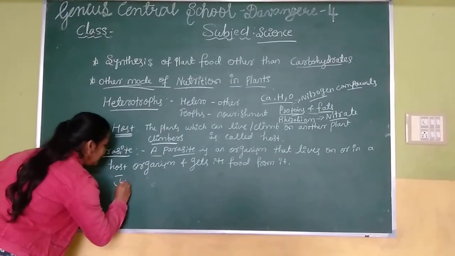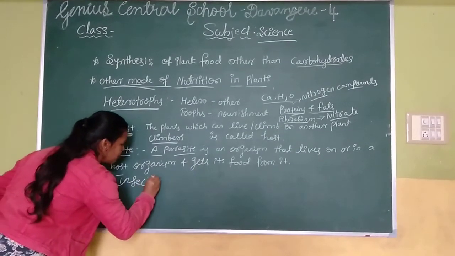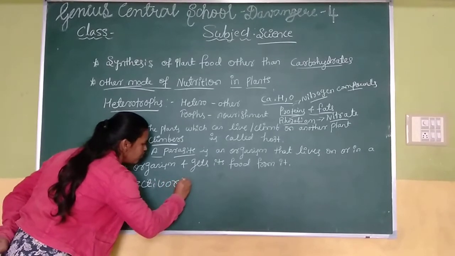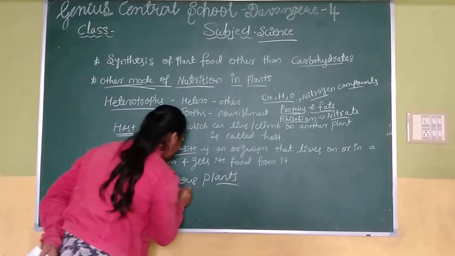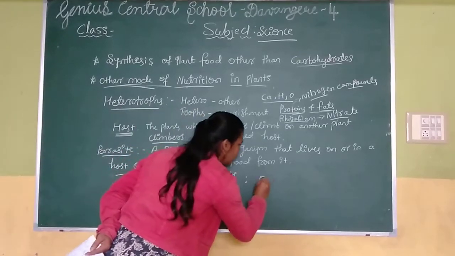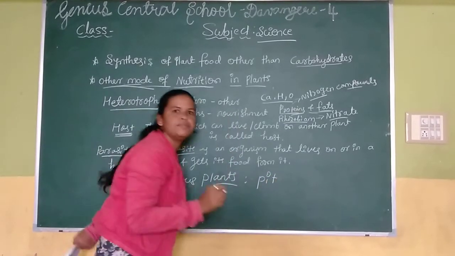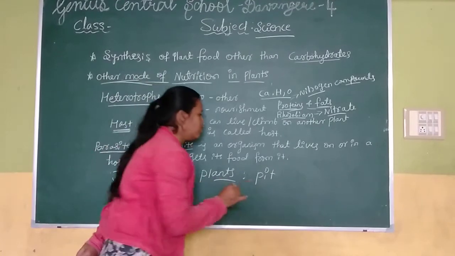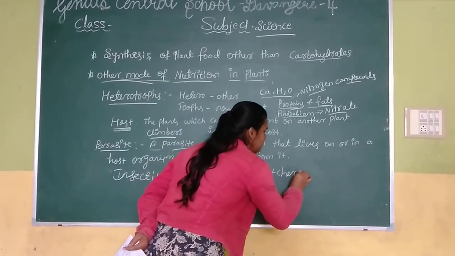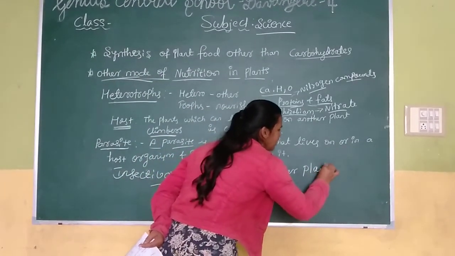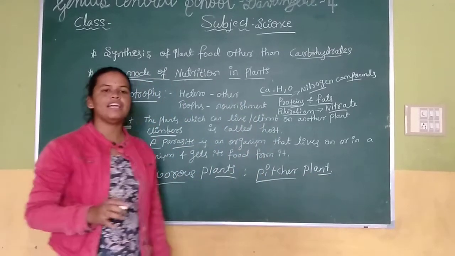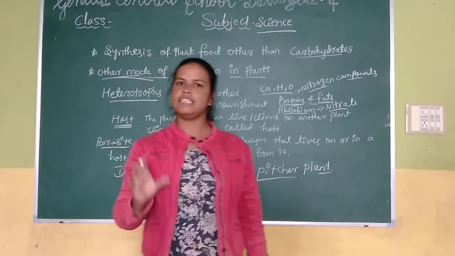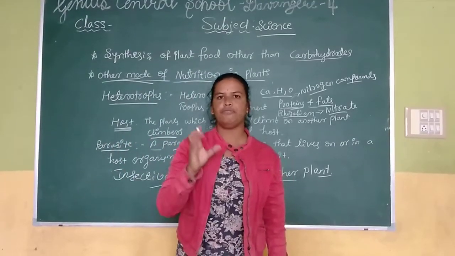Next one is insectivorous plants. An example is the pitcher plant; you already know about the pitcher plant from 5th standard until now. The pitcher plant is an example of insectivorous plants. Insectivorous plants means plants which eat or feed on insects.